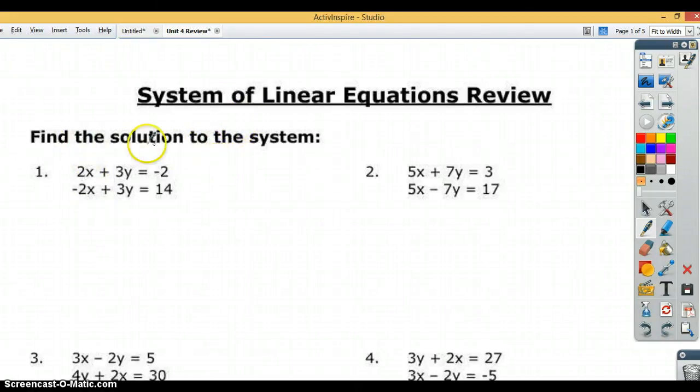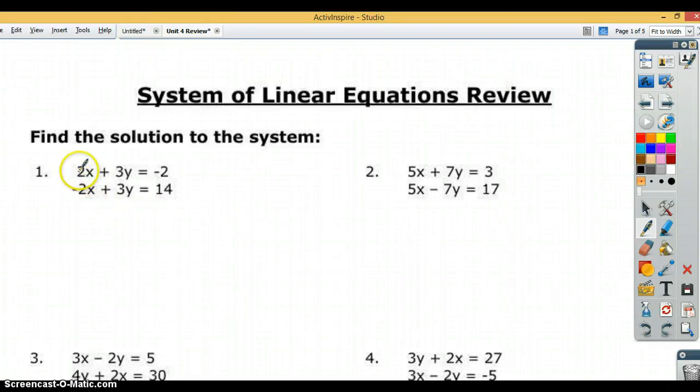So first part, we want to find the solution to the system. We have 2x plus 3y equals negative 2, and negative 2x plus 3y equals 14. You have two choices, especially because we already have our opposites here. I'm going to show you elimination, but then I'm also going to show you the matrices.